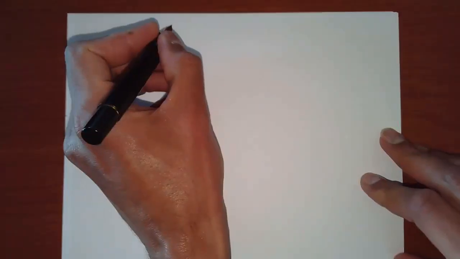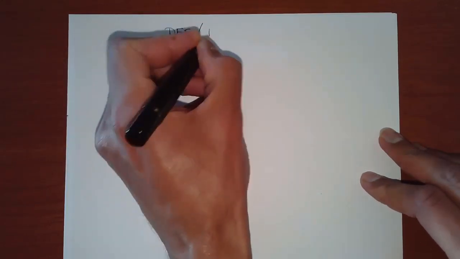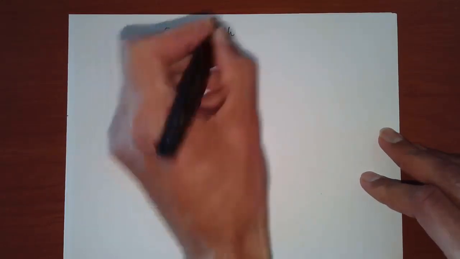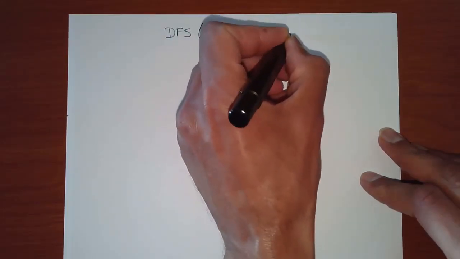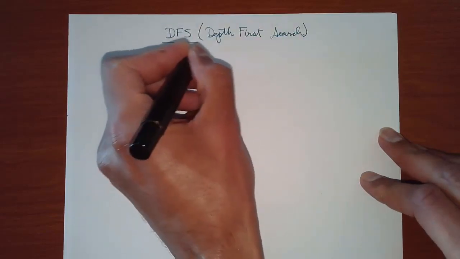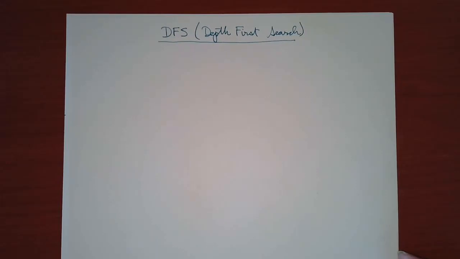So far we've talked about breadth first search and we talked about shortest path algorithms. And there's another classic algorithm that you should know about called depth first search. Okay, so how does DFS work?